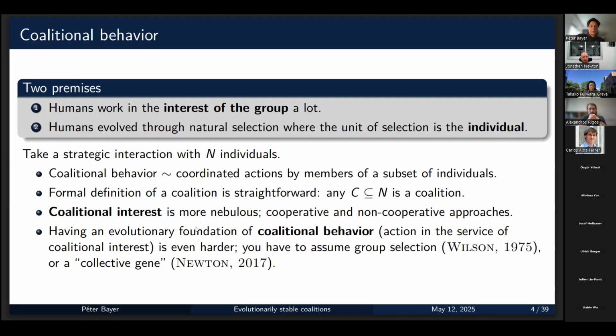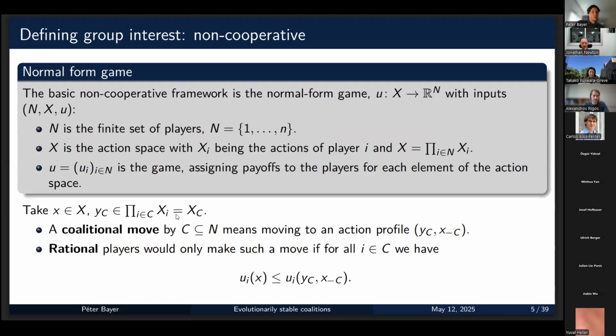And after that, I'm going to argue that having an evolutionary foundation of what coalitional behavior is, that is, a coalitional action in the service of the coalition, is even harder. One of the ways that you can do this is that you have to assume group selection. This is a very classic argument, also very controversial. Or, as Johnny does it very well, you have to assume the existence of some sort of collective gene, and you can show that this collective gene prevails. But it doesn't really speak to what a coalitional interest is. So let me show you what I would call the non-cooperative version of coalitional interest or group interest.